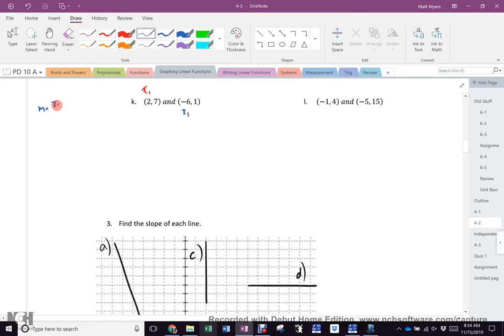M equals Y2 minus Y1 over X2 minus X1. Go. Using your appropriate side of the room.